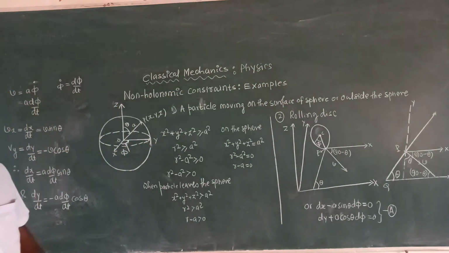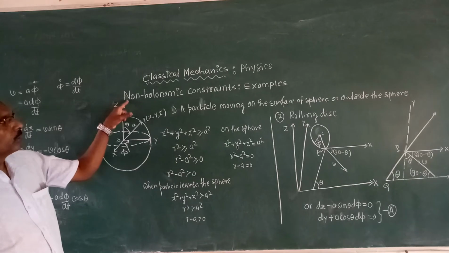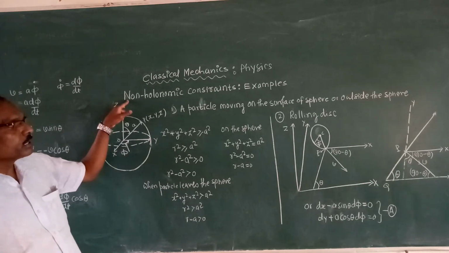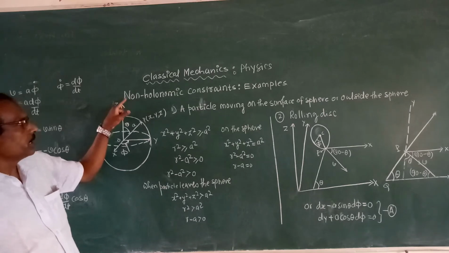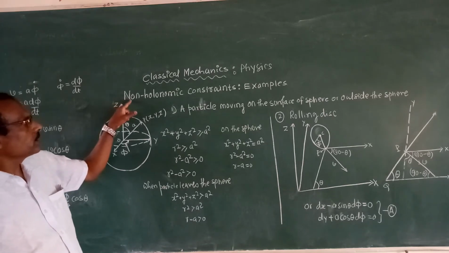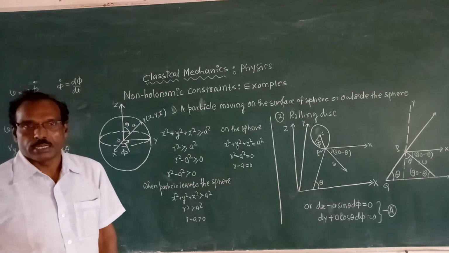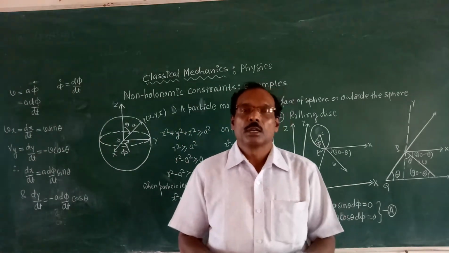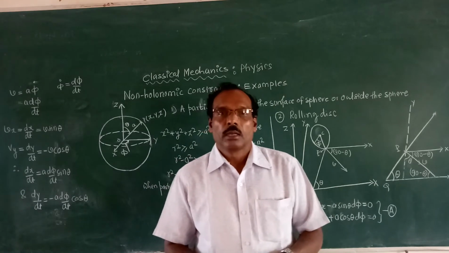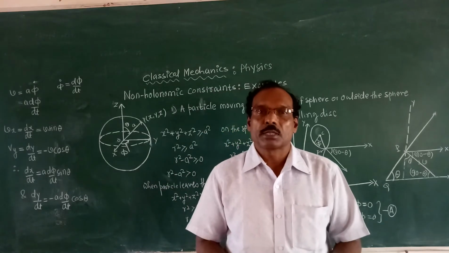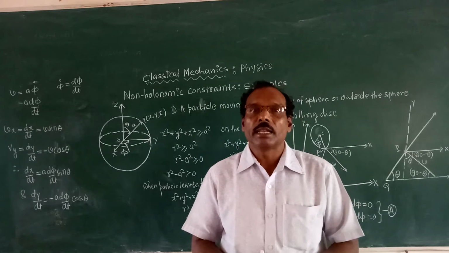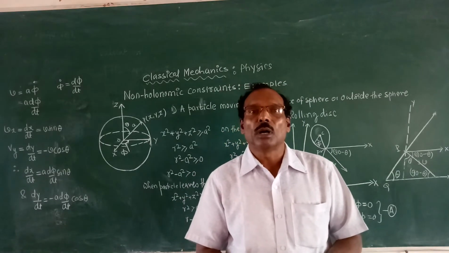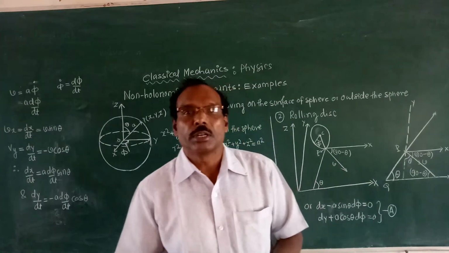Somewhere we had stopped discussing holonomic constraints. We have almost completed the examples on holonomic constraints. Today we'll discuss non-holonomic constraints. Non-holonomic constraints are the constraints which can be expressed in the form of inequalities, or in the form of a condition.